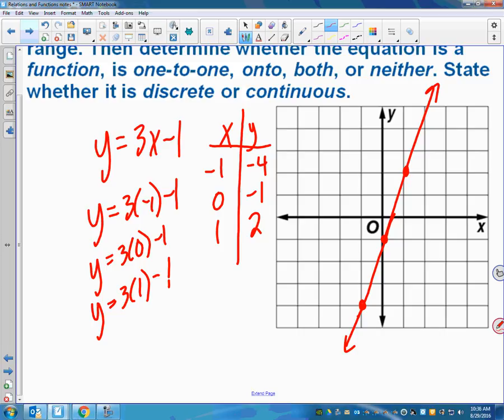So, we can go to the end here. Is this a discrete function or a continuous function? Continuous. All the equations for linear graphs will always be continuous because they make a line.